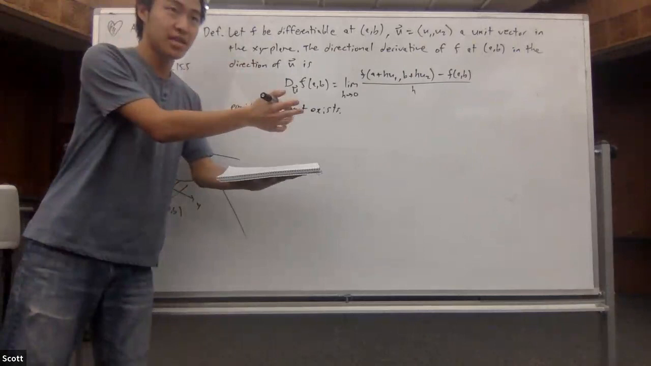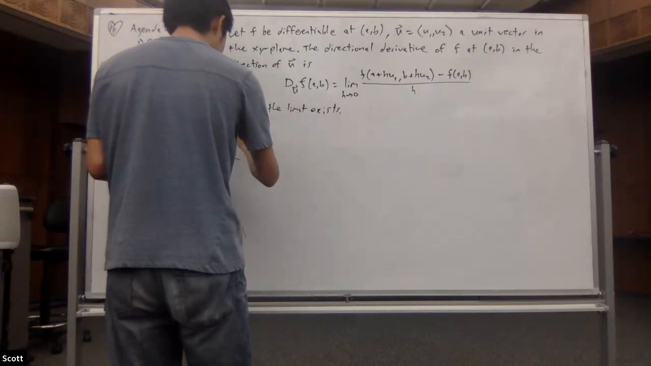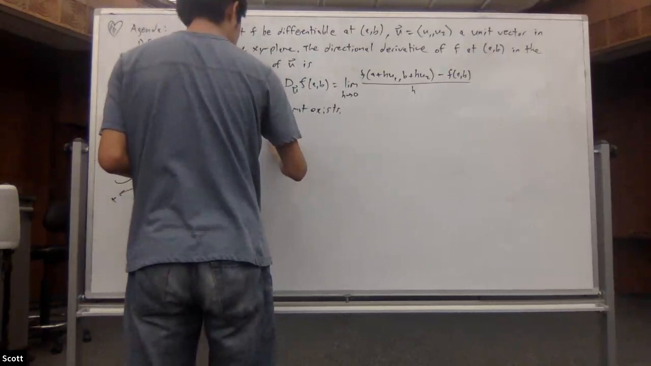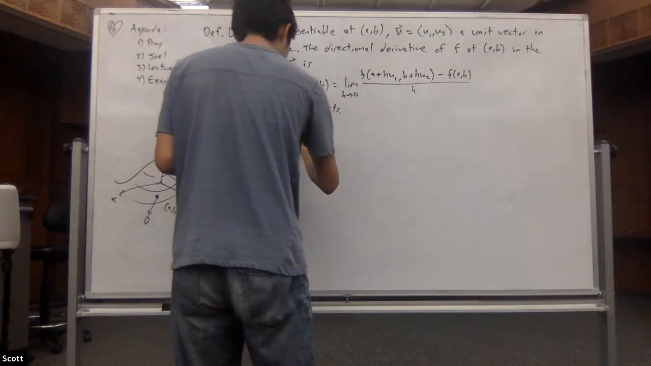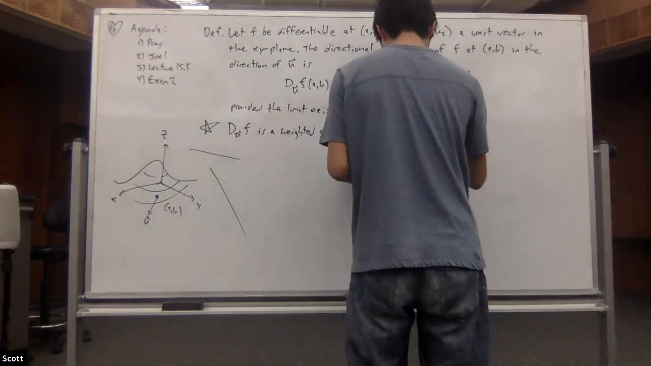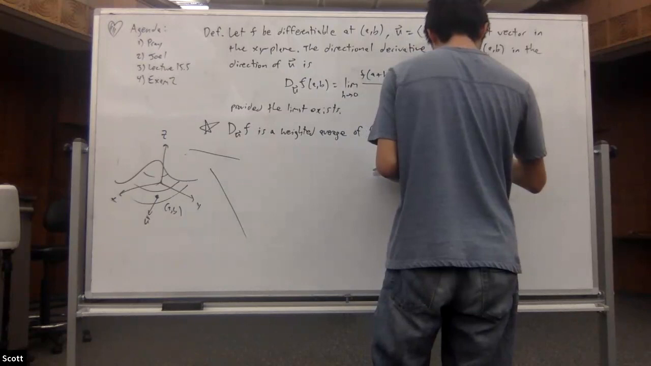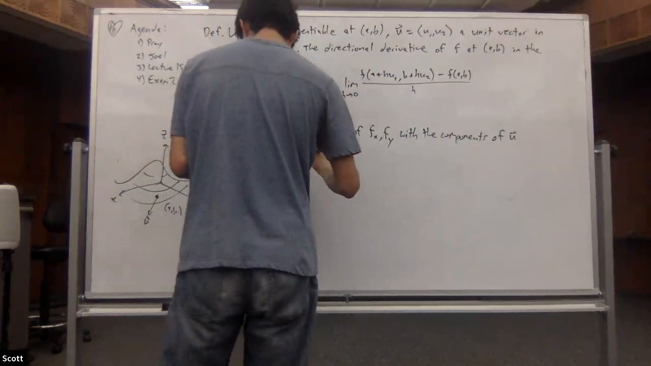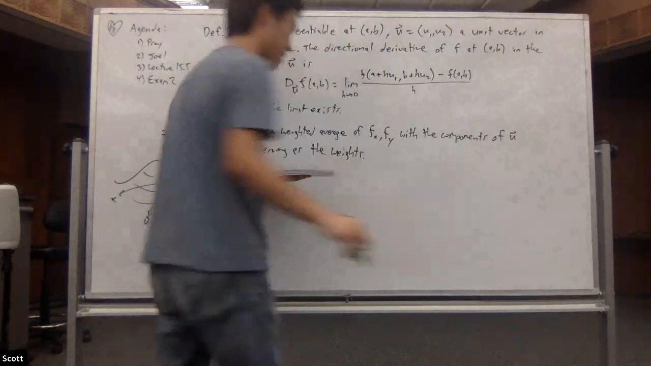So the directional derivative Duf is a weighted average of the partial derivatives fx and fy, with the components of the direction that we're specifying, u, the unit vector, serving as the weights. So that's the interaction between your fx and your fy.